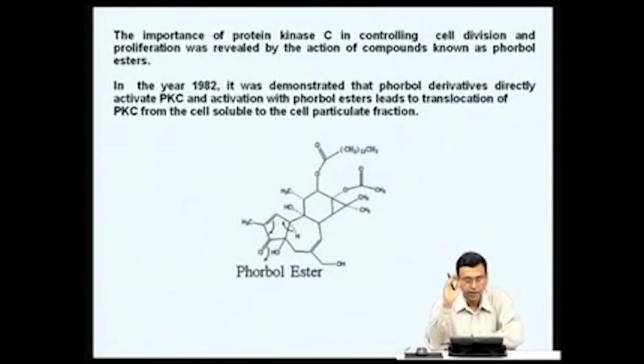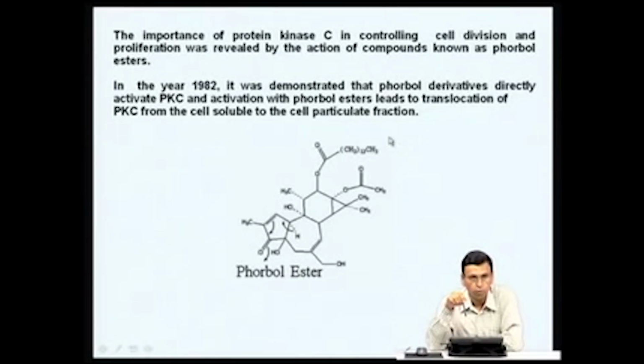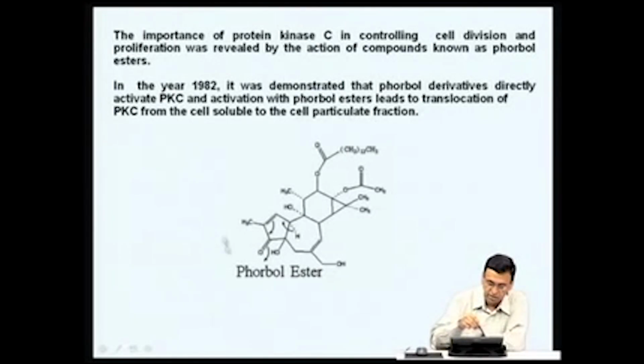The importance of protein kinase C in controlling cell division and proliferation was revealed by the action of compounds known as phorbol esters. What are phorbol esters? In the year 1982, the phorbol esters were shown to directly activate protein kinase C, and this was shown to lead to translocation of protein kinase C from the cell soluble to the cell particulate form. So, this is a very important discovery in the field of protein kinase C research, and I have shown here the structure of a phorbol ester, and let us see how exactly phorbol esters activate protein kinase C.